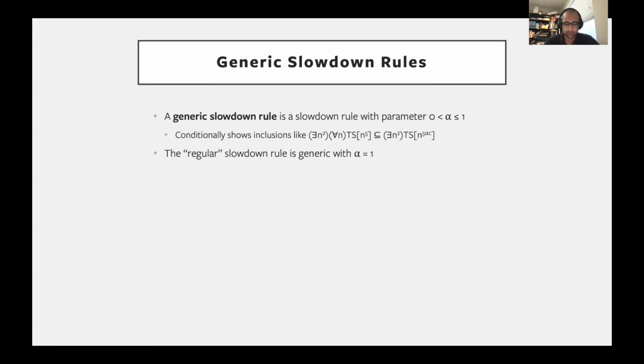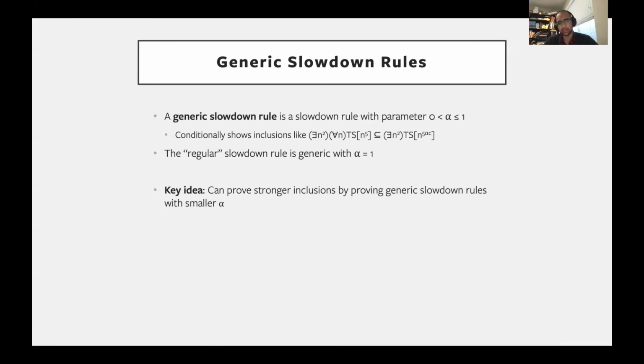And just to be clear, the regular slowdown rule is generic with alpha equals 1. So the slowdown rule we've been discussing so far, before this slide, would have shown exists n squared for all n TS n to the 5th is contained in exists n squared TS n to the 5c. This is the same sort of padding argument that we used a few slides ago.